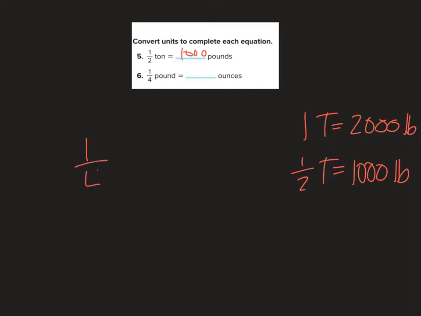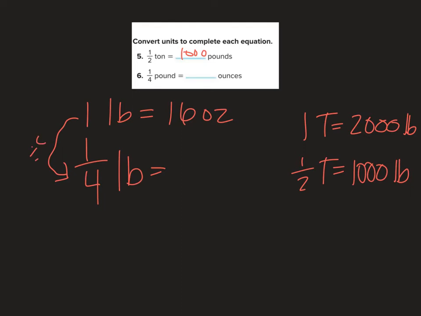1/4 of a pound. So we know 1 pound equals 16 ounces. How do I go from 1 to 1/4? I divide by 4, right? If I divide 1 pound into 4 equal pieces, one of those pieces is going to be 1/4. So how do I find out what's 1/4 of a pound? I divide 16 by 4, which would be 4 ounces. Right? Divide by 4. 16 divided by 4 is 4. 1 divided by 4 is 1/4. That's kind of how we can do that.